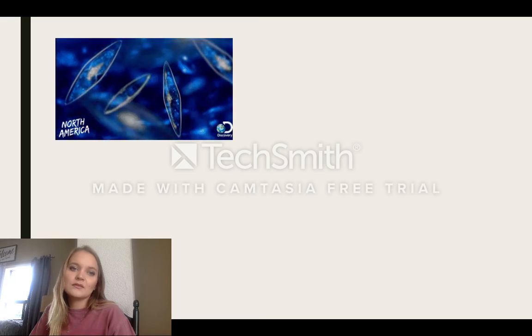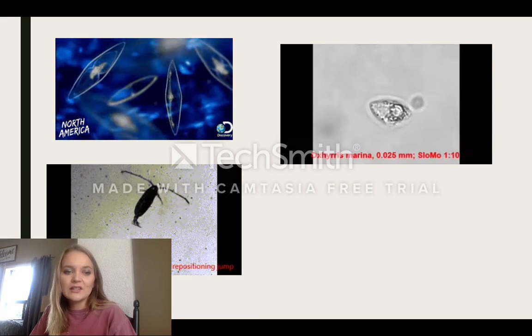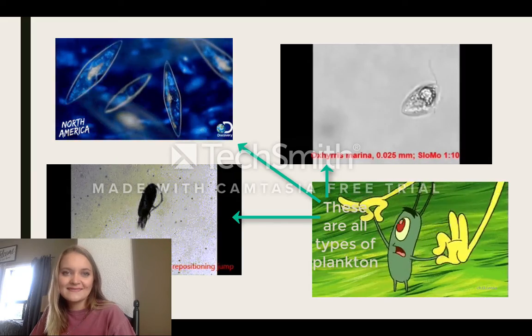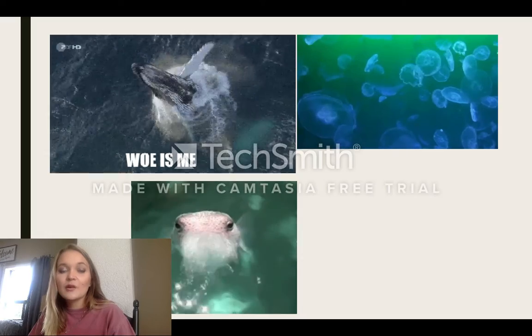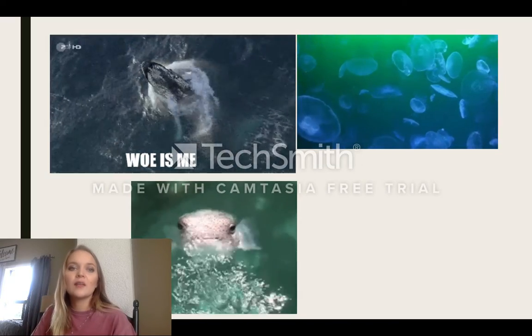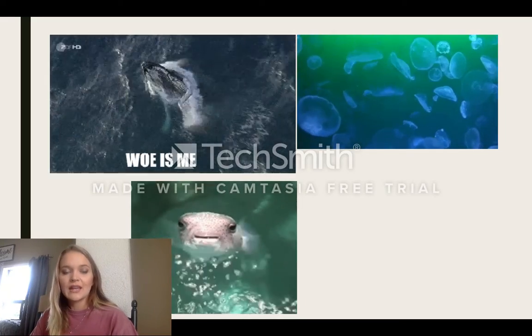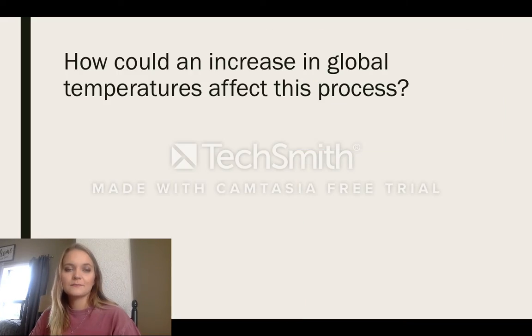These are diatoms. That's a copepod, a dinoflagellate, and plankton. And these primary producers are an important food source to a lot of other animals. For example, whales, like baleen whales, jellyfish, and even some species of fish.